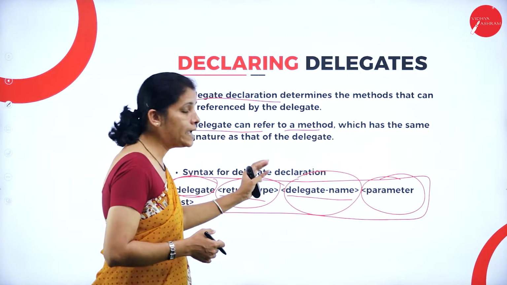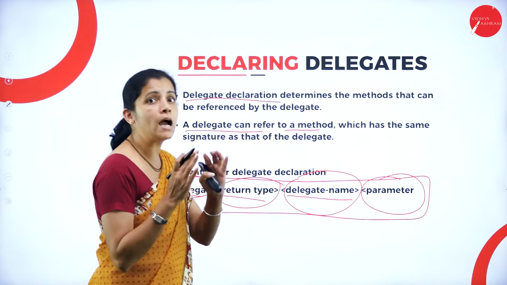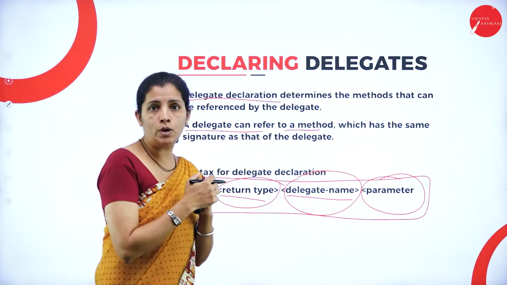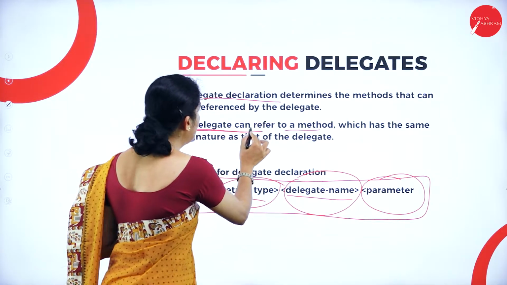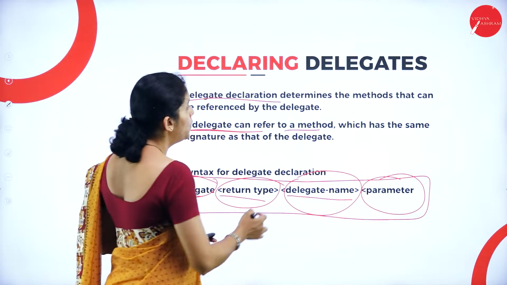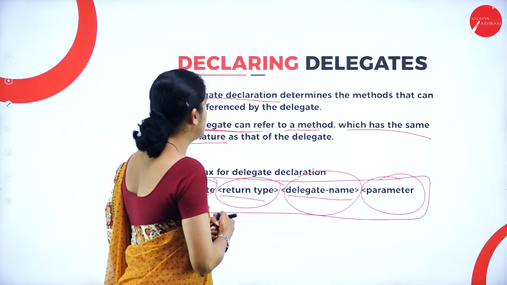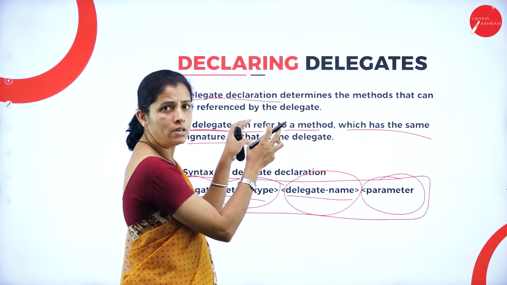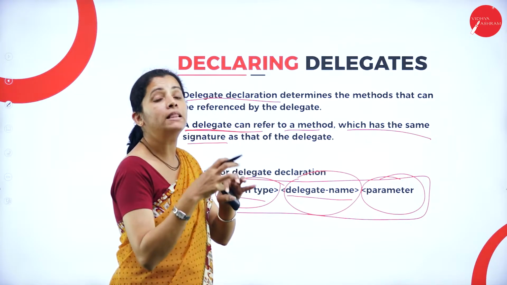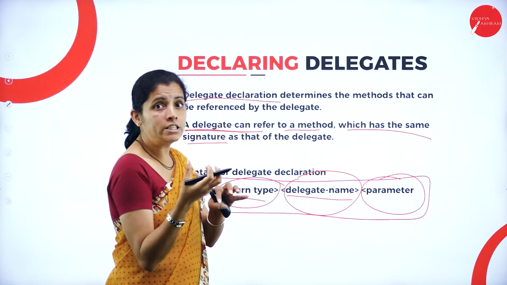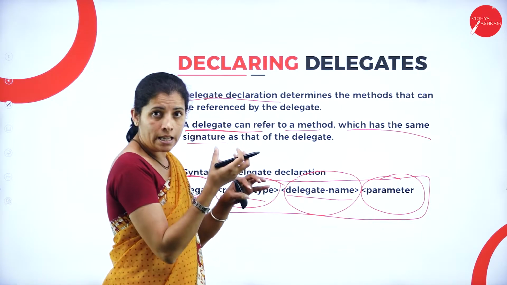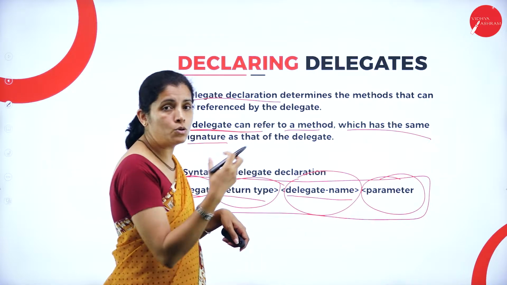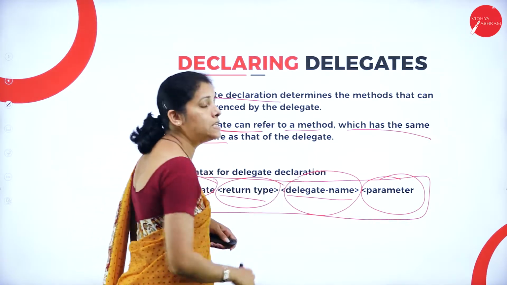Now, whatever delegate I'm going to create and whatever method I'm going to define in my program, the signature of the method must be equal to the delegate. A delegate can refer to a method which has the same signature as the delegate. That means whatever delegate signature I have must be the same as my method signature. So what is the signature here? That's nothing but the method name and parameters. If I consider the delegate name and parameters, those two things together are termed the signature.